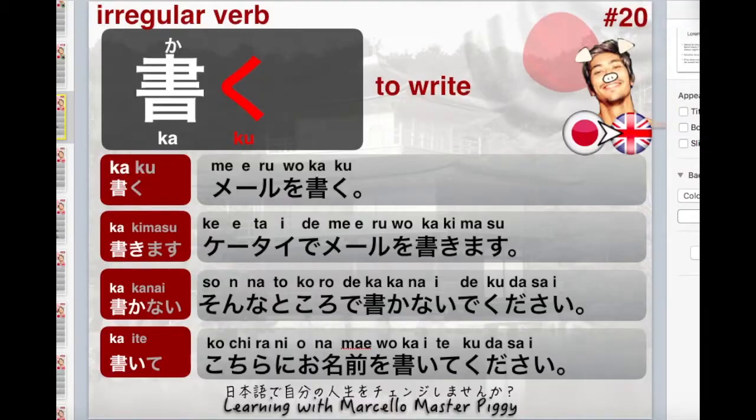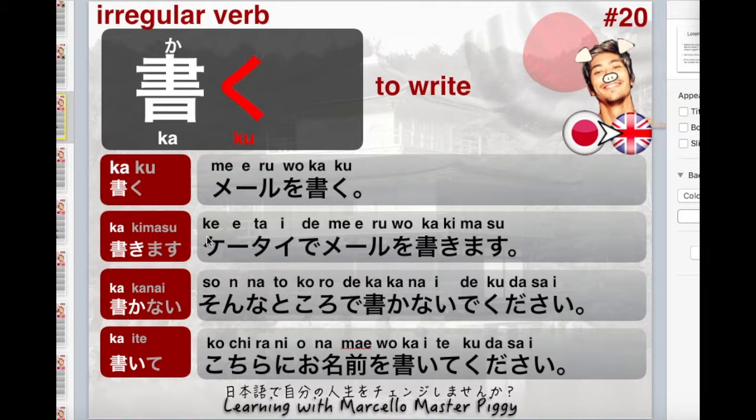Okay, guys, today's video is the verb kaku. Kaku, which means to write, is an irregular verb. So we're going to be changing the ku here again: ka, ki, ku, ke, ko. Okay, so let's see our jishokei. Jishokei is our dictionary form. Kaku, for example, meru wo kaku. Meru wo kaku is to write an email, to text.